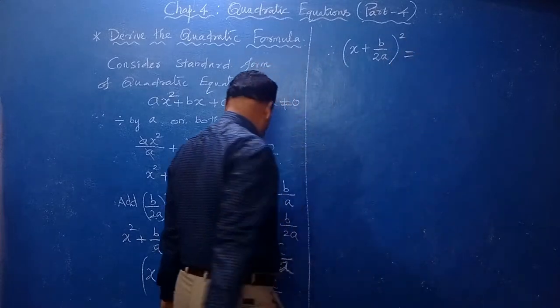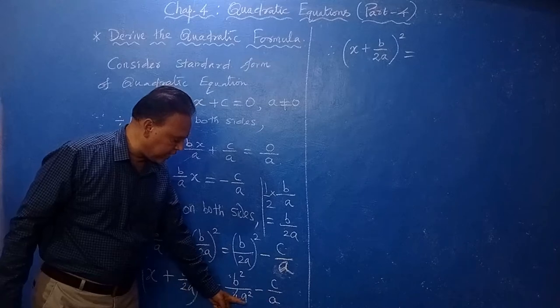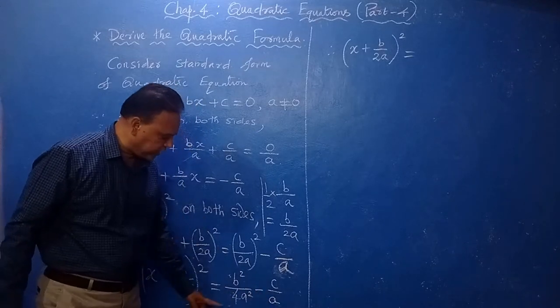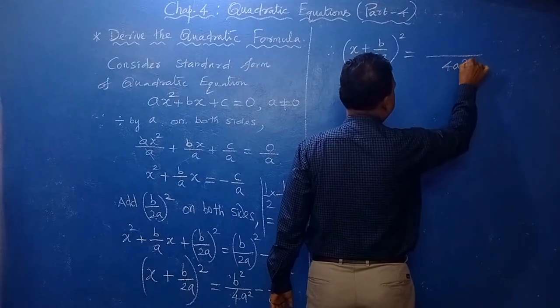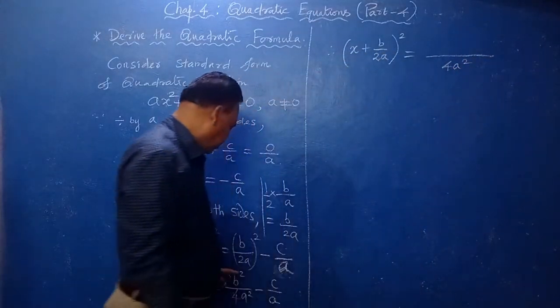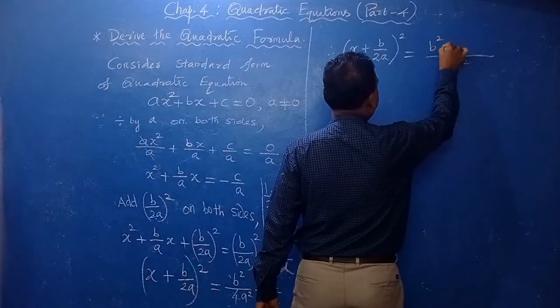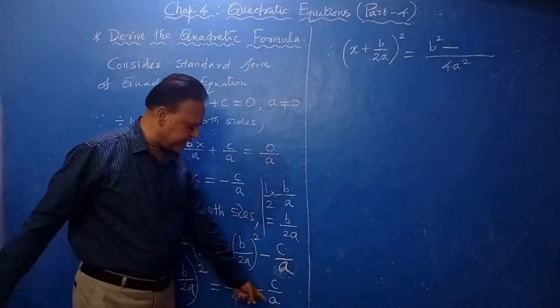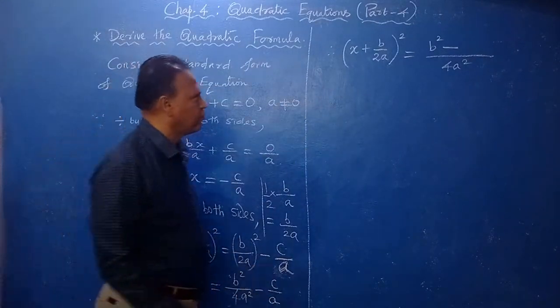The right hand side you make simplification. What is the LCM here? Here 4a squared is there, here a is there. So 4a squared is the LCM. The first term you write as it is, b squared, minus, here a is already there, so divide by a gives 4a, so 4a into c, 4ac.